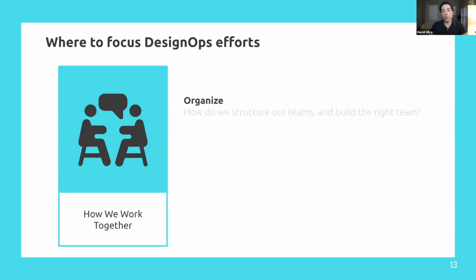So plan for how we organize. How do we structure our teams and build the right team? And these may include things such as designing an organizational structure for the design team itself, also known as an org chart. We can be creating a complementary skills complete design team, meaning creating a cross-functional team, and defining the role of the individual designer and the role of the design department as a whole.